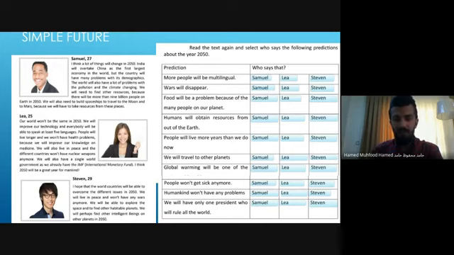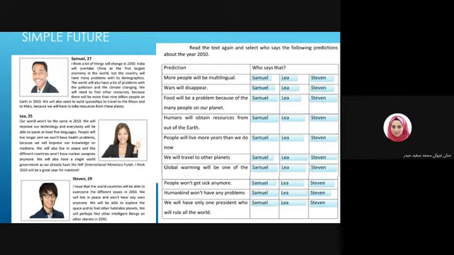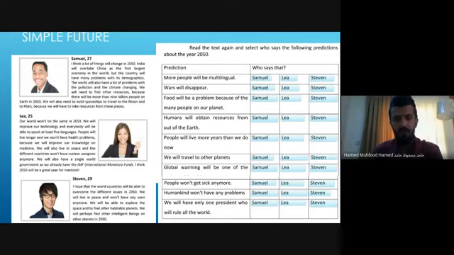The second one, wars will disappear. Who said so? Hanan? Lee, because she says we will live in peace. Yes, exactly. She says that we will live in peace, right? And what about Stephen? He said that we will live in peace and we won't have any wars anymore, right? So both Lee and Stephen think that we will live in peace and wars will disappear.